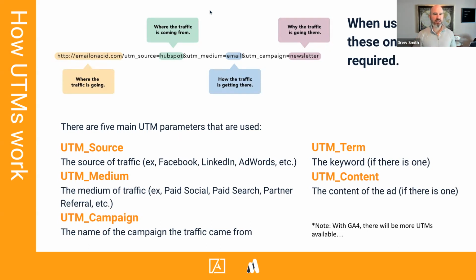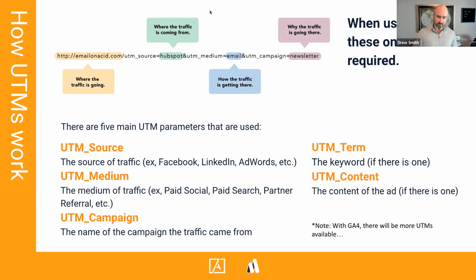UTM campaign is, again, going to be the name of the campaign the traffic came from. We're going to get a lot deeper into that one because that one's actually super important. UTM term really specifically applies to keywords. You can use it for other things, but its primary design is for keywords. And UTM content is going to show the content of the ad. Again, it's primarily used for ads, but you can use UTM content for other things as well. But that's the primary use, to show the content of the ad.